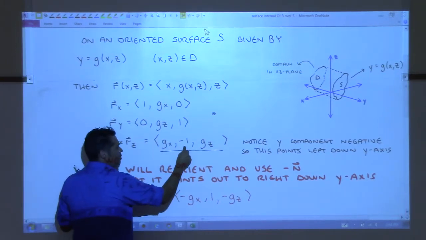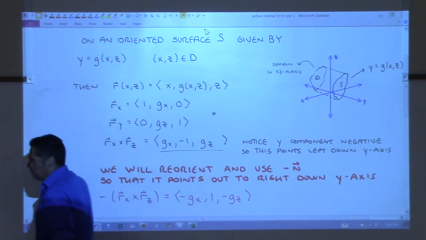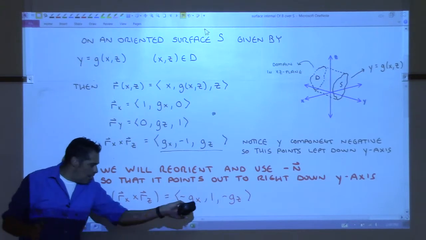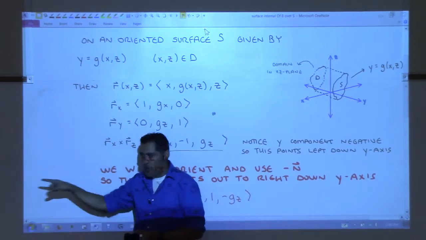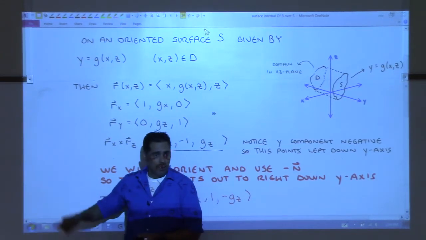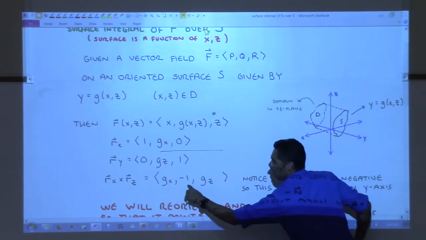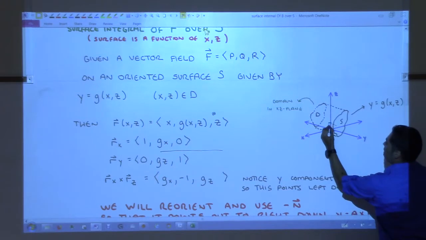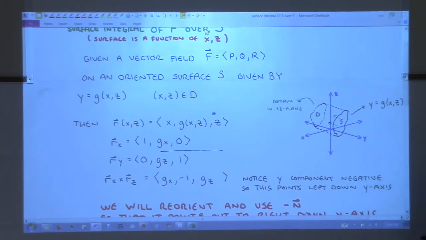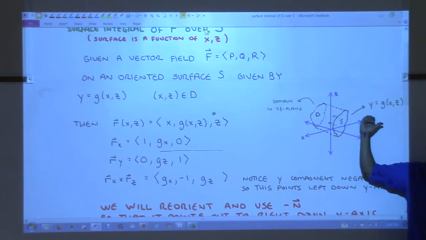Look at the y component. It's negative. So negative y means, you remember, like x, y, and then z, we're pointed in that direction, aren't we? So if you look at this surface, if you use this formula right here, your normals are actually pointed that way. And to me, that's not very natural. To me, the more natural normal vector would be the one that's pointed out to the right. Do you all agree with that?